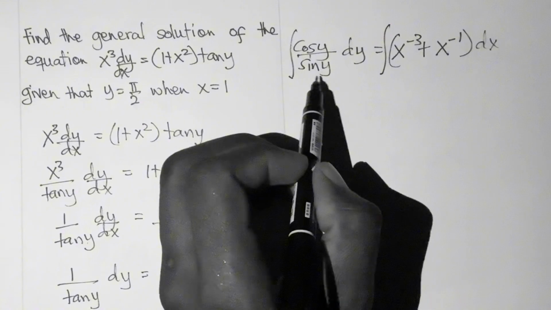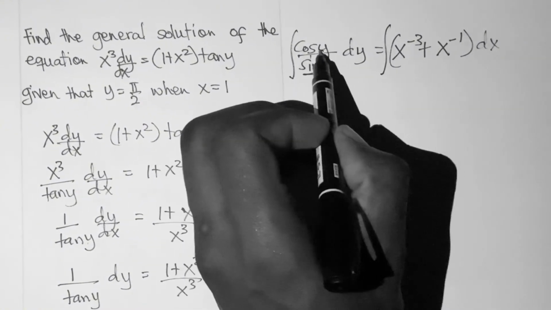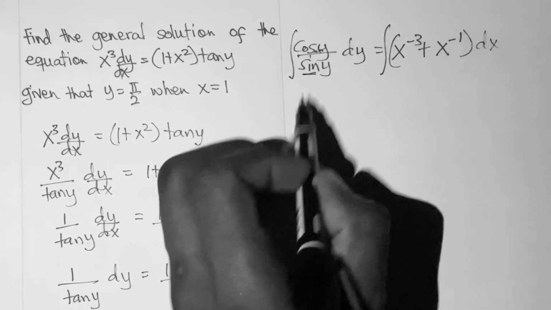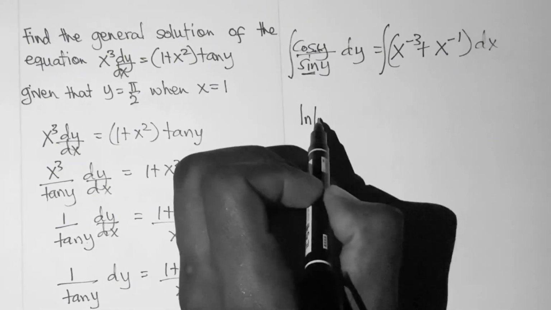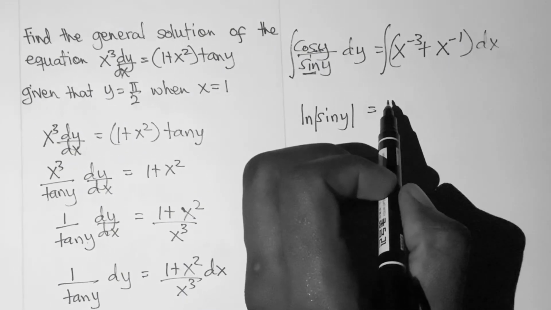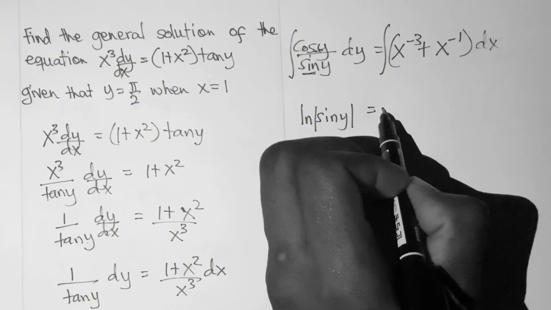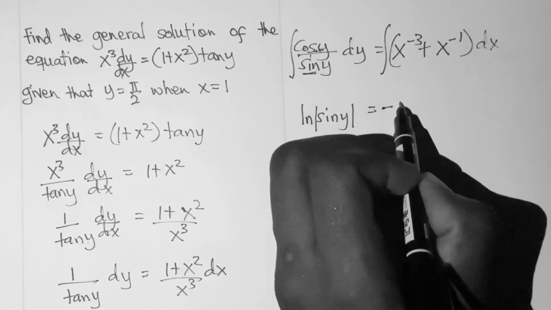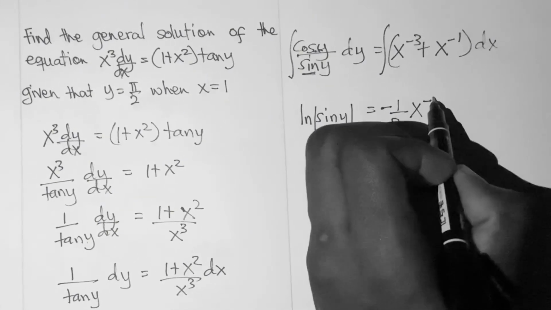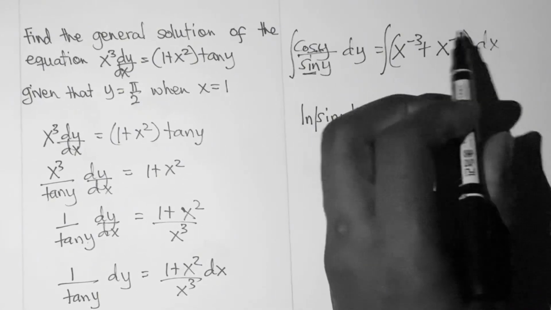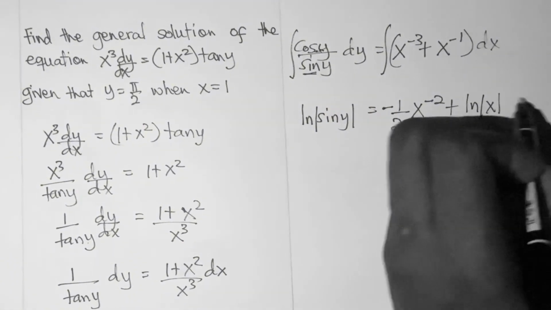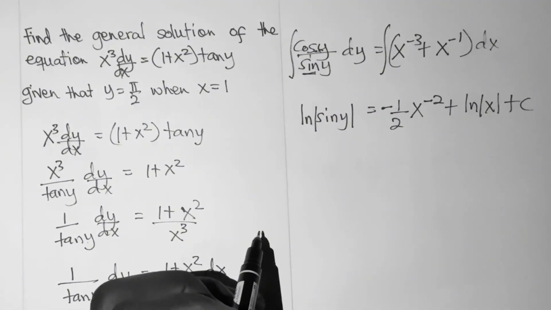Now, how do we integrate this? You see that when we differentiate sin y, we will get cos y. So it implies that the integral of that becomes the natural log of the absolute value of sin y, equals, now if you integrate x to the power minus 3, it becomes minus 1 over 2, then x to the power minus 2, then plus, if you integrate x to the power minus 1, you are going to get the natural log of the absolute value of x plus the constant of integration c.